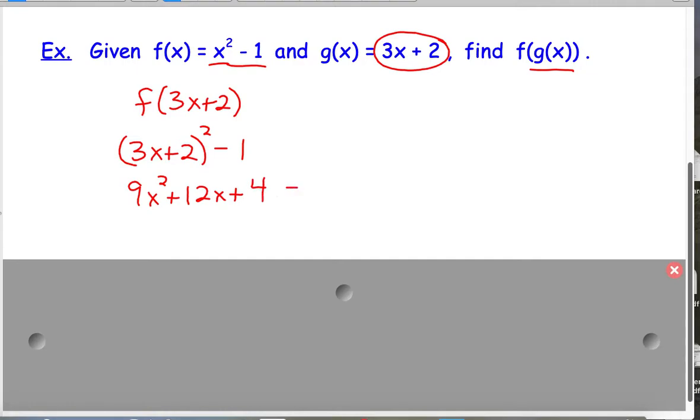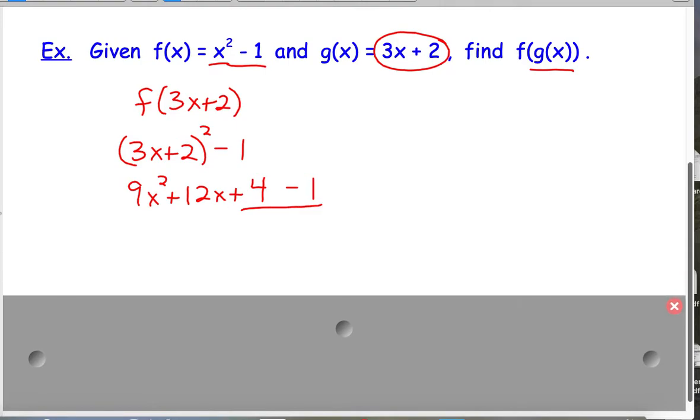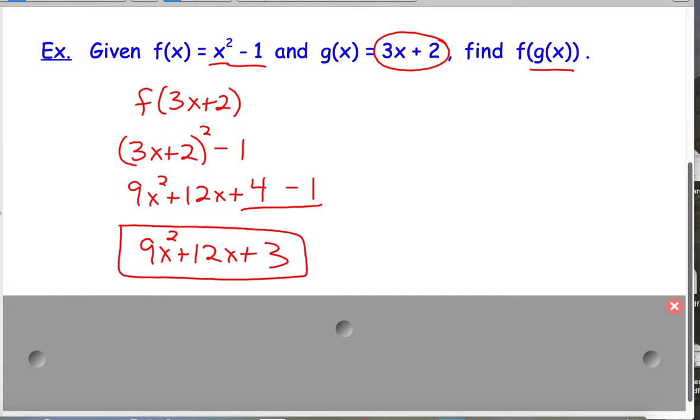And then don't forget the minus 1. And I can combine like terms. So my final answer will be 9x squared plus 12x plus 3. And now I have to go back and consider the domain.